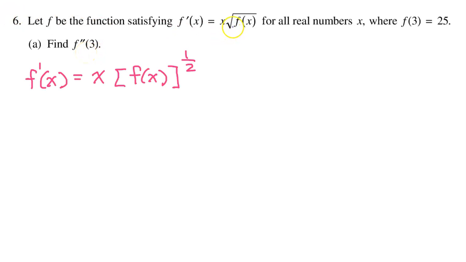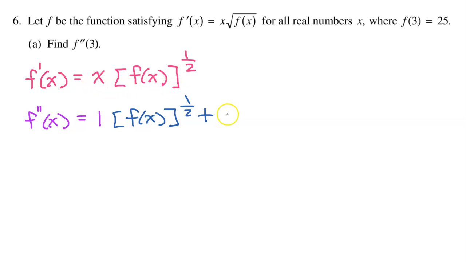Let's rewrite the square root of f of x as f of x to the 1/2 power. To find f double prime of x, I need to take the derivative of f prime. This is a product, so we will use the product rule. The first time through, I will take the derivative of the first factor, but that's just a 1. I leave the second factor alone. And I put a plus. The second time through, I leave the first factor alone, and I take the derivative of the second factor.